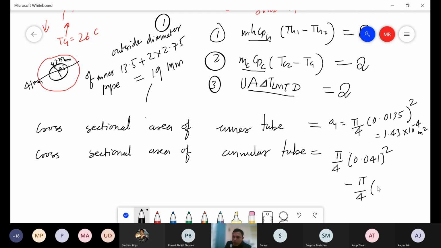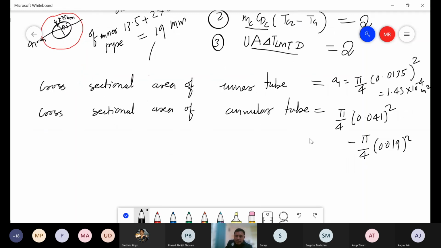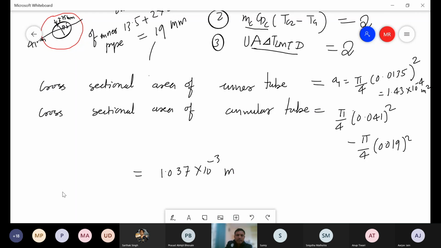So we can write 0.019 square. So what will be this area? This area comes out to be 1.036 into 10 raised to minus 3 meters squared. Okay, all right. So these are the two areas which we have obtained.